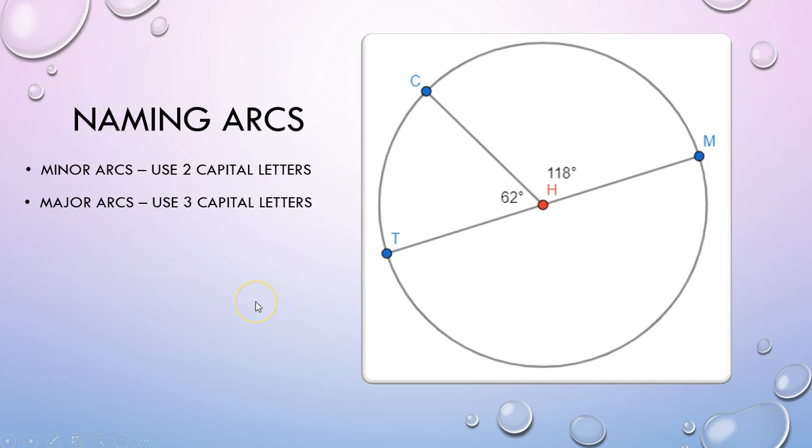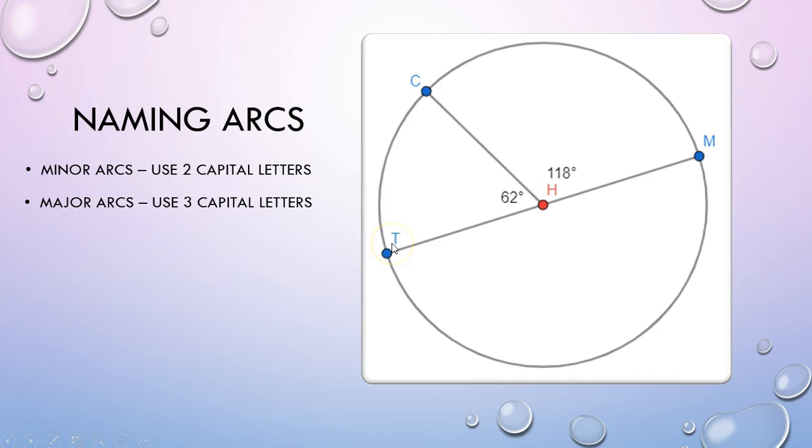For a major arc, we will need to use three capital letters. And that will be because we have to know which way to go. So for example, C to T to M is a major arc. It's more than half the circle. It's more than 180 degrees. So I could name it CTM or MTC. Okay, so that would be a way to look at that.